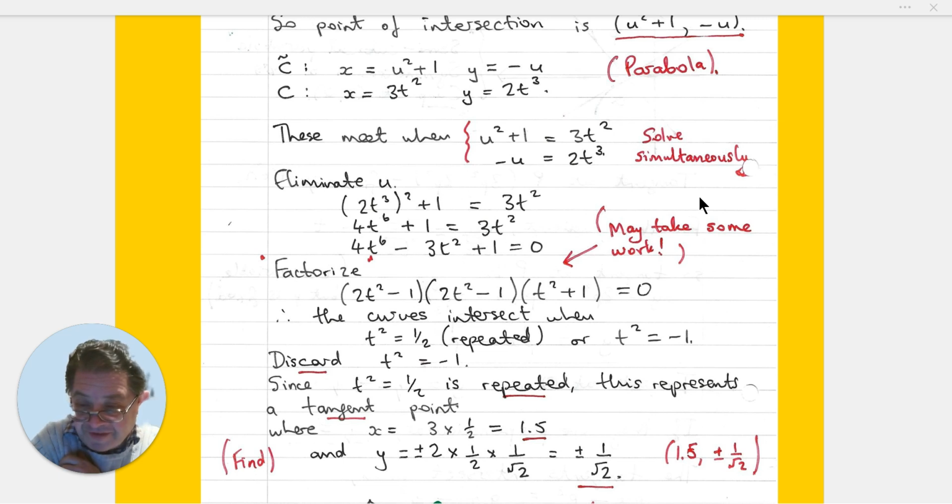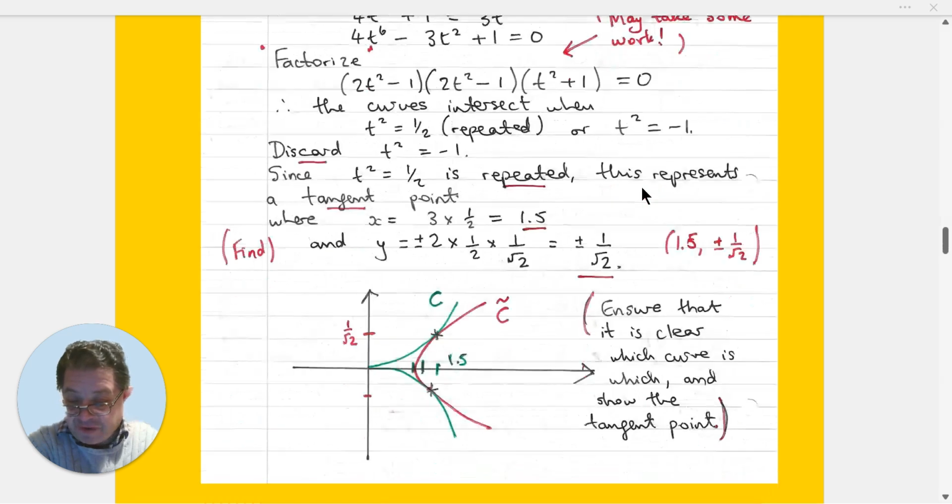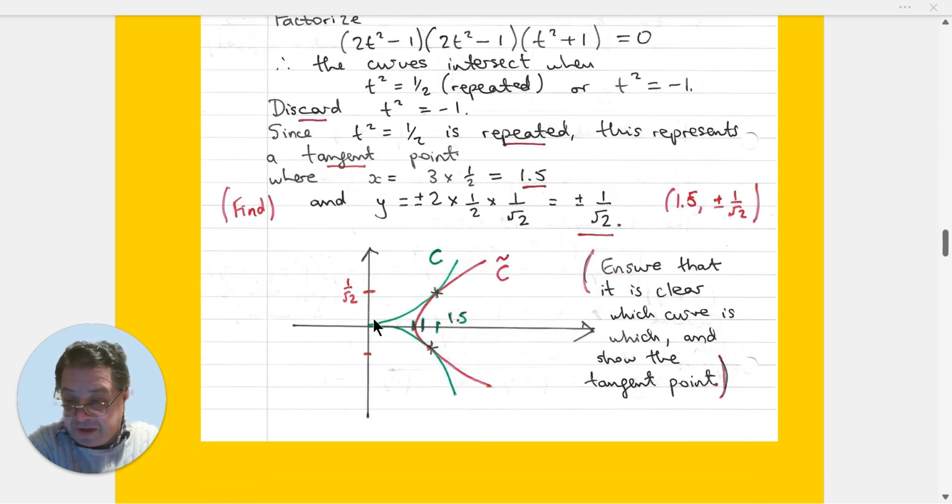We're now asked to draw the two curves on the same axes. We need to make sure we do show that the curves are tangential to each other at the points of intersection. So here we have it. The green curve, which I've marked as C, is our original semi-cubical parabola. The red curve, C tilde, is our parabola, which cuts the x-axis at 1, and the curves meet when x is 1.5 and y is 1 over root 2 or minus 1 over root 2, and you can see there what's going on. The two curves are touching one another at those points.